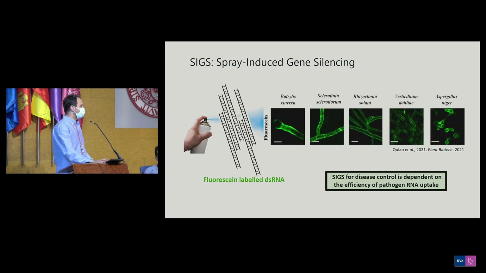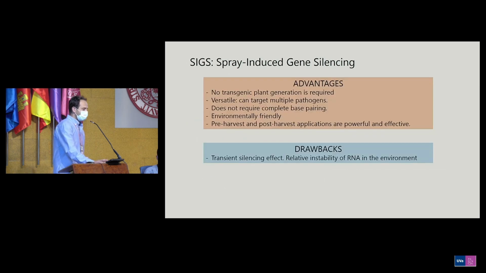And finally, I think Irene is going to talk you more about this experiment, but just briefly, we can label double-stranded RNA with fluorescein, and we can spray on the fungus, and we can see, under microscope, if these dsRNA are inside the cells or not. So this is a good assay to check if our fungus can uptake or not the RNA. So here there are some advantages about SIGS.